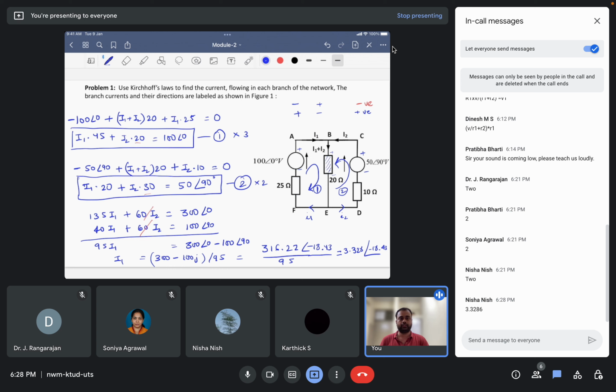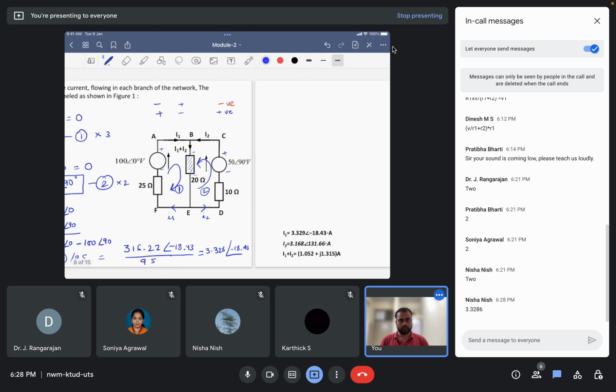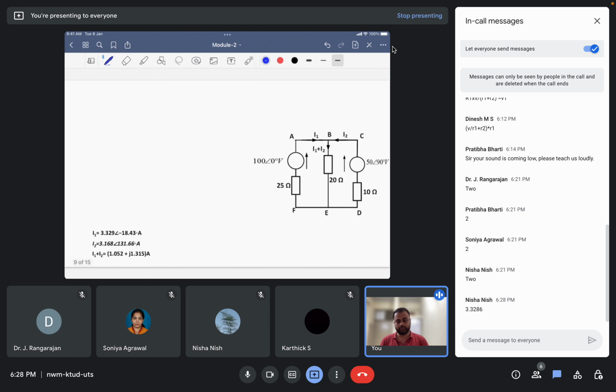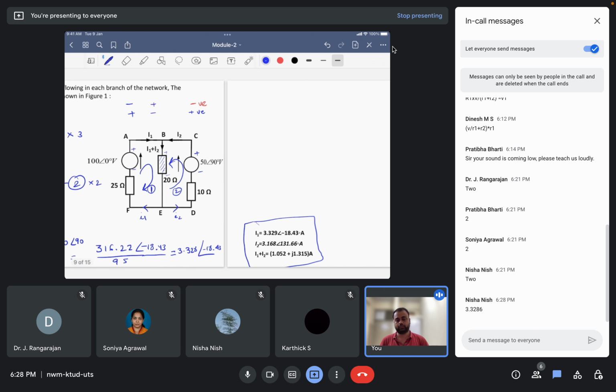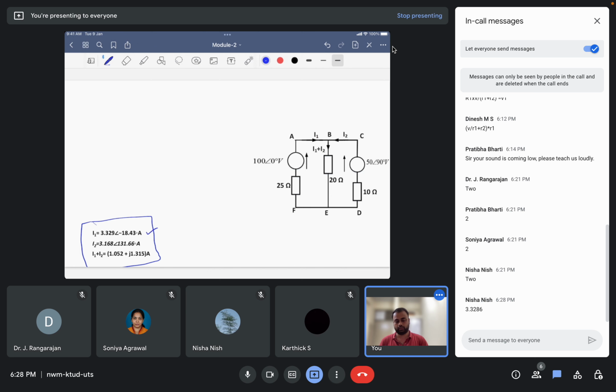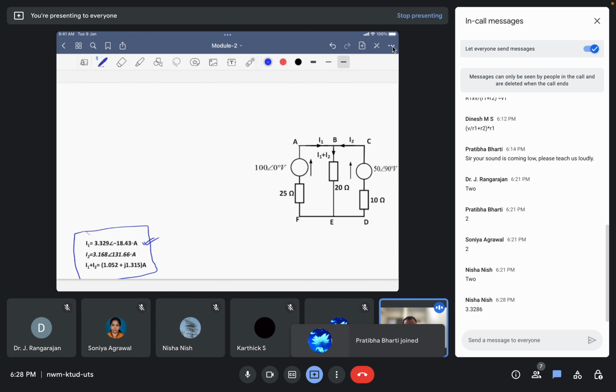Very good. Nisha has written the magnitude, but angle is also important. So here you can see the answers for this problem. I1 is 3.329, angle is minus 18.43. So I1 is correct. Similarly, we have to find I2.